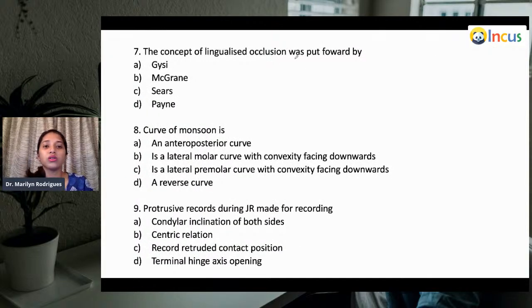The concept of lingualized occlusion was put forward by... Okay, so in this question they're asking who put forward the concept of lingualized occlusion. Now, see, they have put both the options, that is Gysi and Payne. It's a very confusing question, I understand, because you would get confused between these two. Since they said the concept of lingualized occlusion was put forward, we mark Payne, because Gysi did not give any concepts, he just put forward the idea of lingualized occlusion, but the concepts were put forward by Payne. So the answer to this would be D, that is Payne. So 7, the answer is D, Payne.